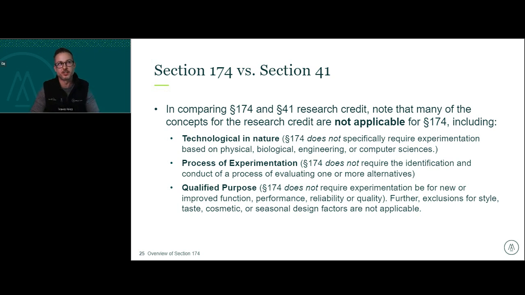Now, the term product also has its own definition, and that can include things like product, process, software, techniques, formulas, inventions. So don't think that when I say product it means you're manufacturing widgets. It can mean a lot of different things. In Section 41, there are these 3 other requirements that we've outlined here, and those don't apply to 174. So the takeaway is that the pool of costs that you're required to capitalize under 174 is much more expansive than the costs you might be picking up for your R&D credit. For 174, you don't need to satisfy the technological in nature requirement, the process of experimentation requirement, or the qualified purpose. You only need to satisfy that uncertainty requirement, unless it's software development. All software development is now 174.